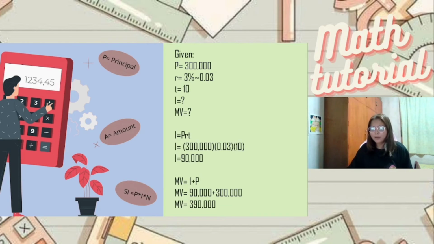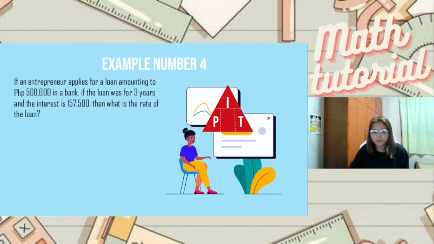So, paano naman pag yung given natin or yung question natin is hindi interest yung hinahanap? So, let's have here another example. So, katulad nga kanina sinabi ko, gagamit tayo ng triangular formula. So, i-analyze muna natin yung question. So, sabi nga dito, if an entrepreneur applies for a loan amounting to 500,000 in a bank, if the loan was for 3 years and the interest is 157,500 pesos, then what is the rate of the loan?